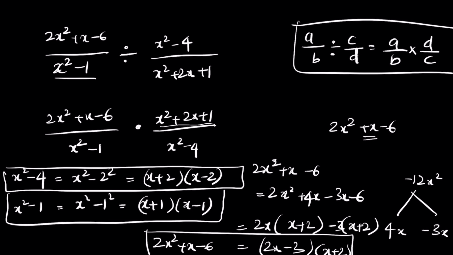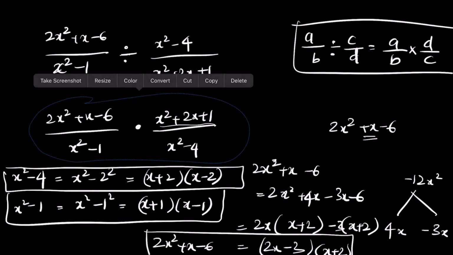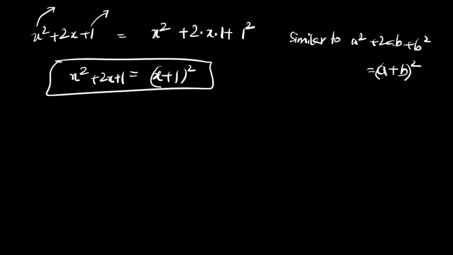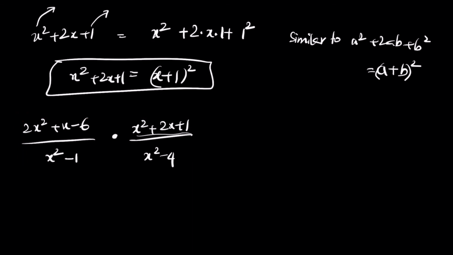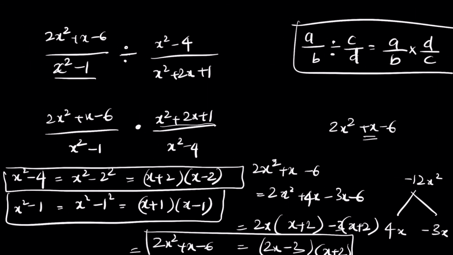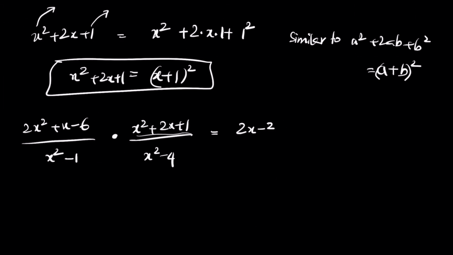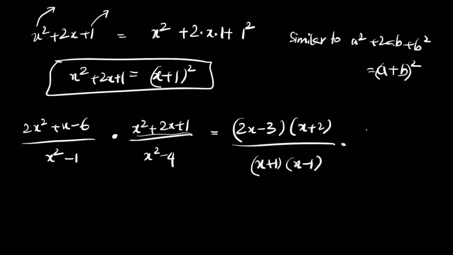Now put in all the values that you have got and substitute them into the expression. So 2x squared plus x minus 6 can be written as 2x minus 3 into x plus 2, over x squared minus 1, which can be written as x plus 1 into x minus 1, times x squared plus 2x plus 1, which can be written as x plus 1 squared, over x squared minus 4, which can be written as x plus 2 times x minus 2.